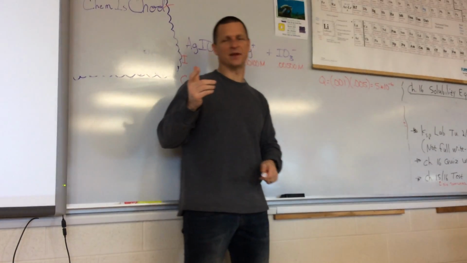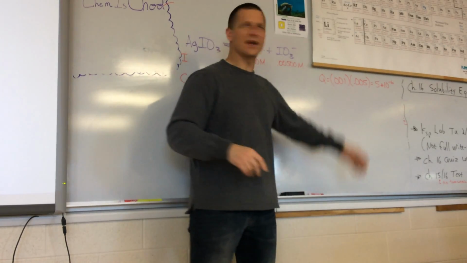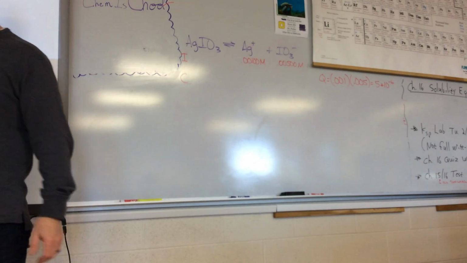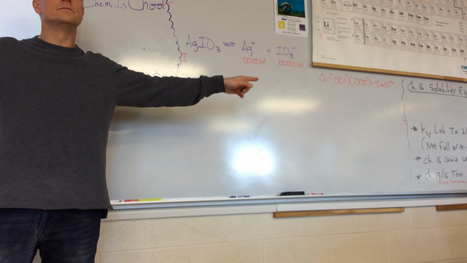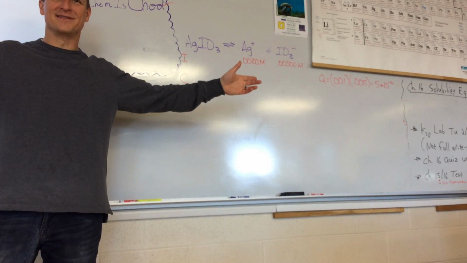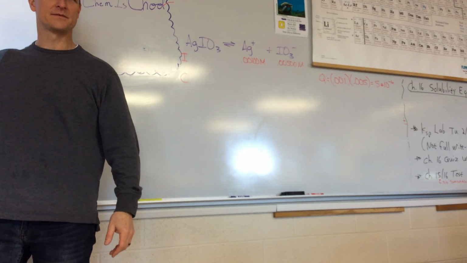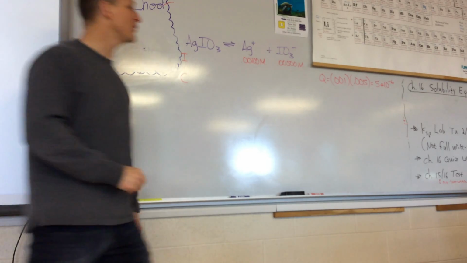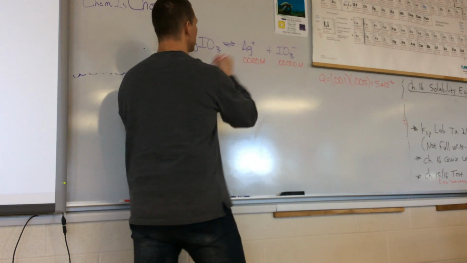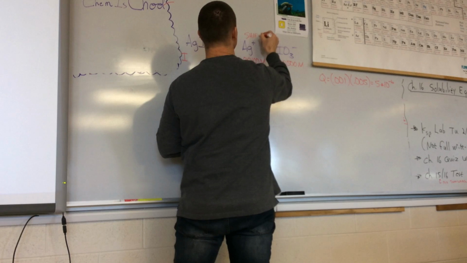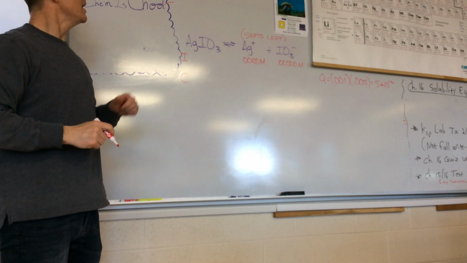If it helps you, just estimate the Q value, because we're just comparing whether Q is greater than or less than K. So Q is 10 to the negative sixth, and the K value here is 10 to the negative eighth. What's bigger, Q or K? 10 to the negative 6 is bigger than 10 to the negative 8. So Q is bigger than K. Therefore, the reaction is going to shift to the left. The reaction shifts left.